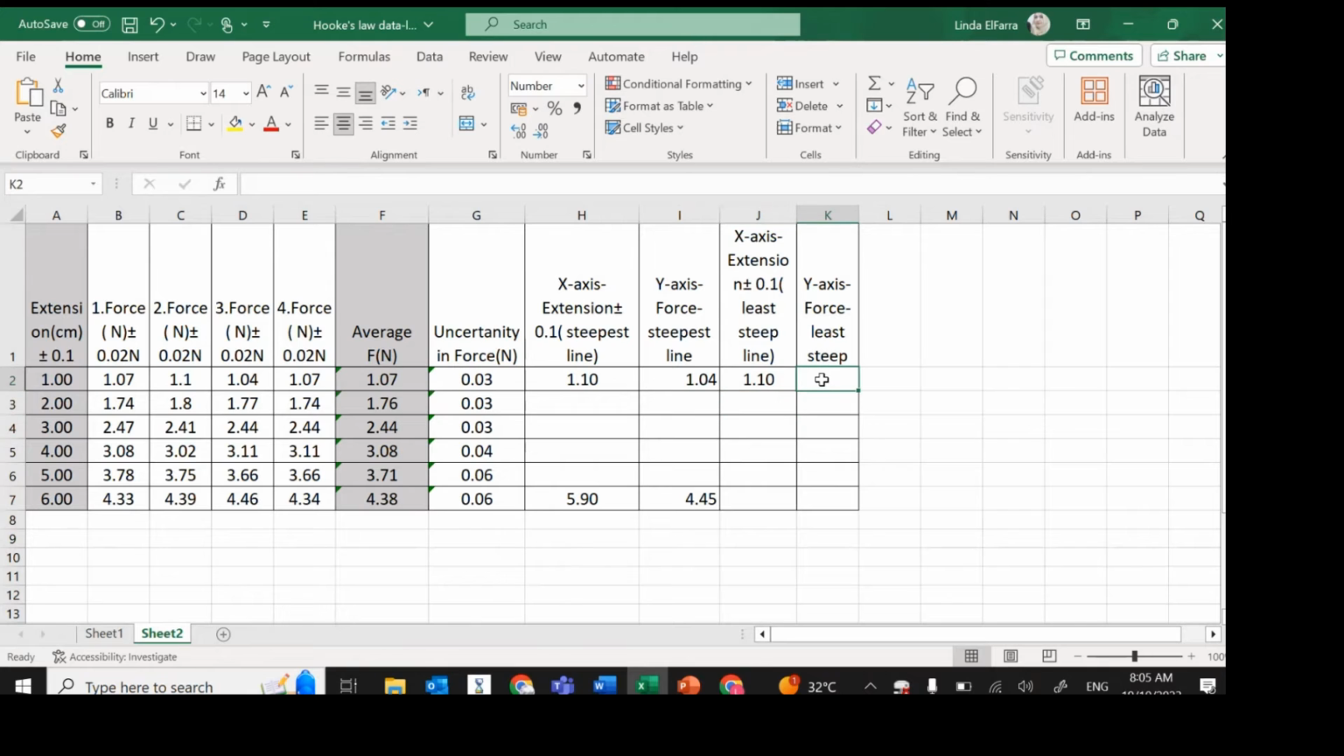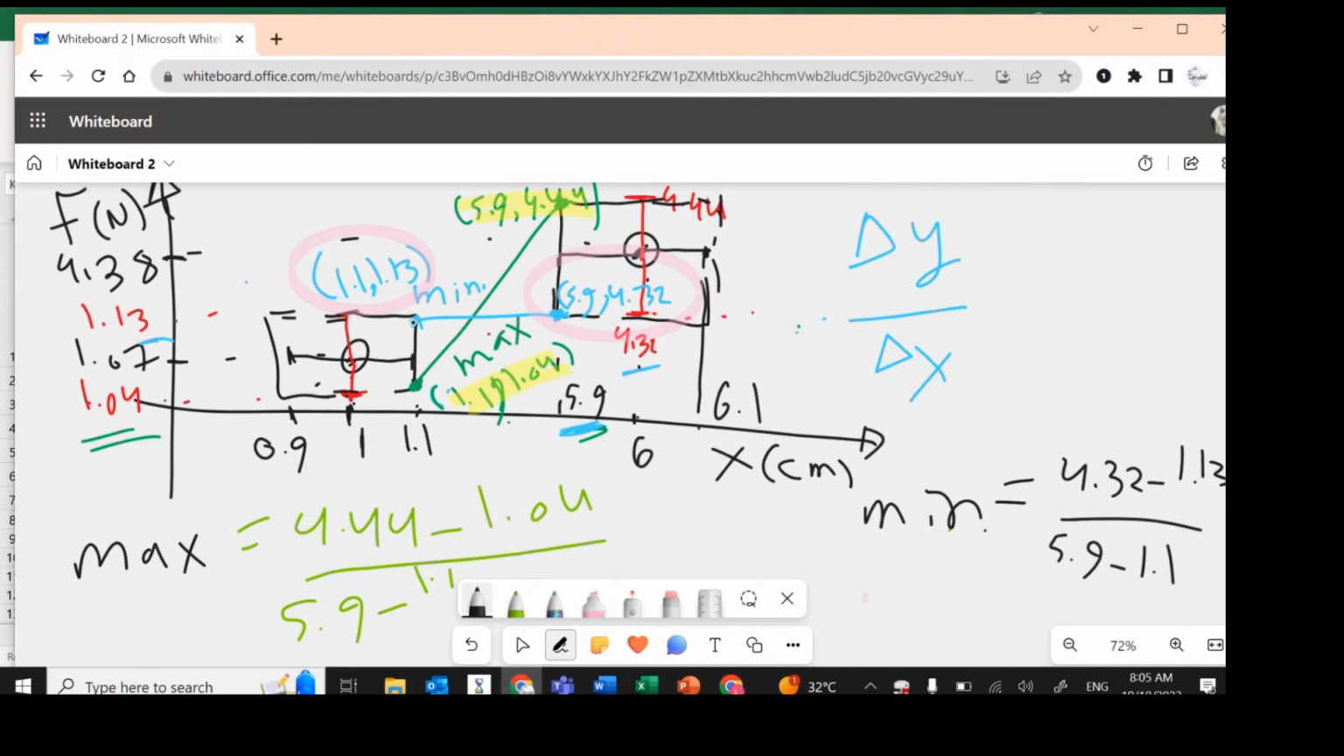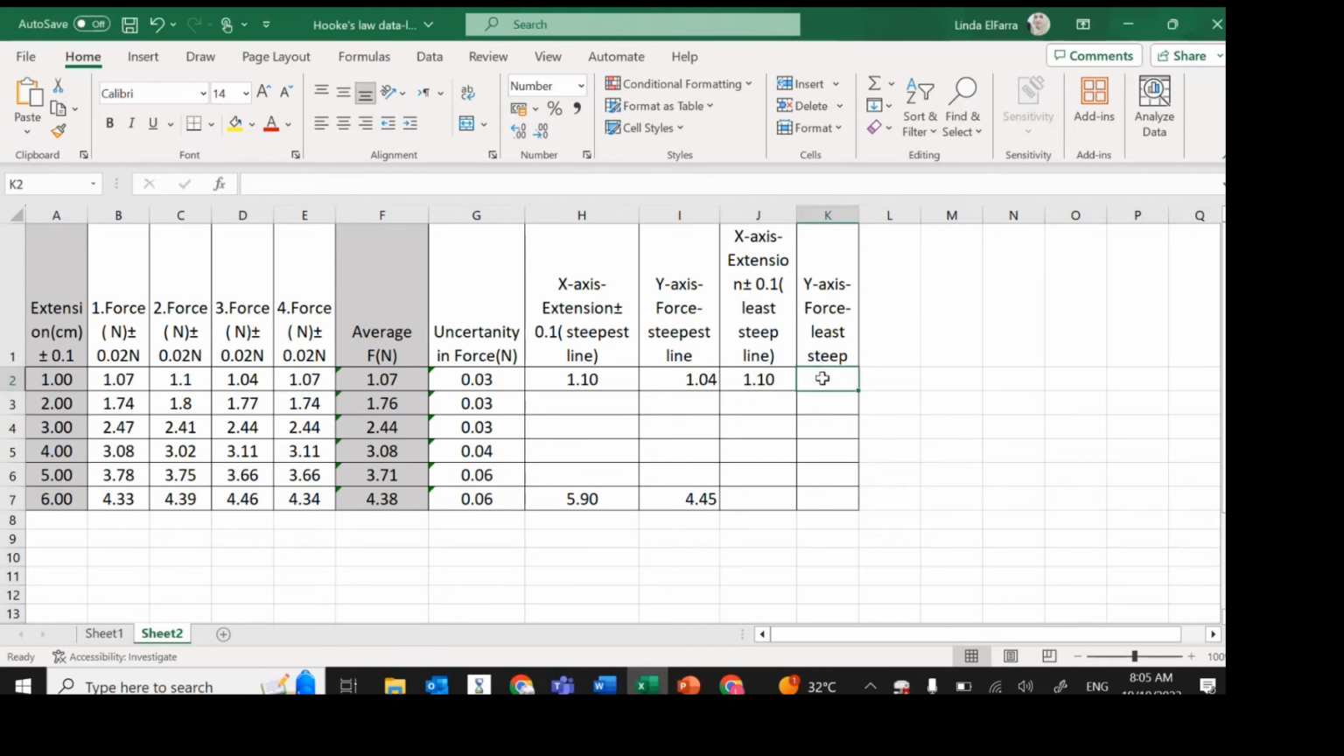I need y-axis. Let's go back again. We're still in the blue point. Y-axis, I'm moving up. So y-axis, the value of the average force, I'm moving up. So it's going to be plus the value of uncertainty. So this value equal the value of F plus the uncertainty.